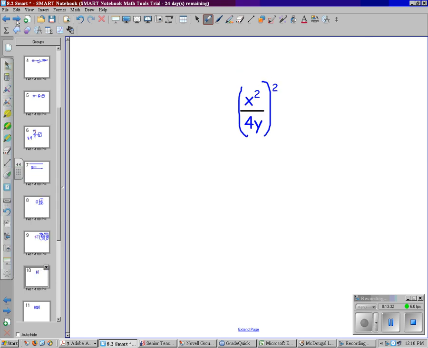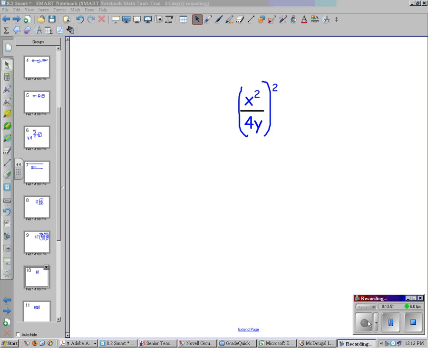Let's go to this one. Now I'm starting to get some power to a power in there. Got x squared over 4y, all raised to the 2nd power. Why don't you take a moment, see what you can do with this one, talk to your neighbor a little bit, and then we'll get back together. I want you to think about this one.